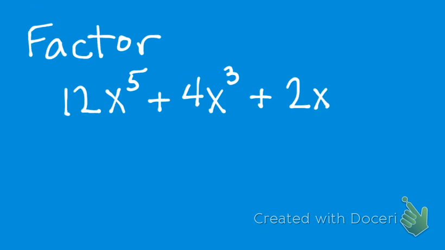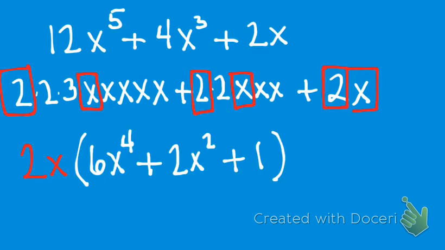Factor this problem on your own. After breaking it up, you notice that the factors that each term has in common is a 2 and an x. That goes outside the parentheses. Inside are the factors that are left in each term. So you have 6x to the fourth plus 2x squared plus 1.